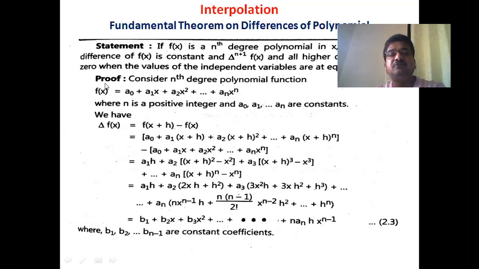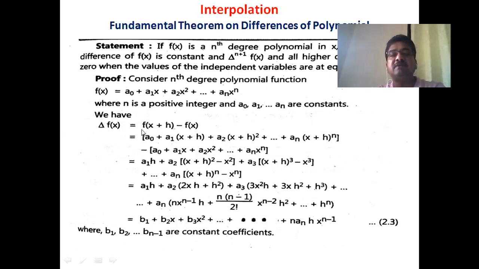Then we have to find Δ raised to n f(x). So how can we find Δⁿ f(x)? First find Δf(x), then Δ²f(x), Δ³f(x), and then generalize the result. So first we will find Δf(x). What is Δf(x)? It is f(x+h) − f(x). This is the definition of Δf(x), the forward difference operator.